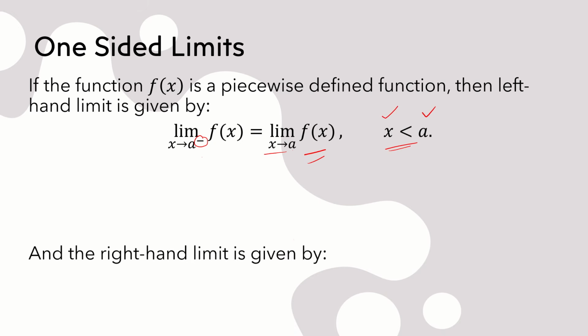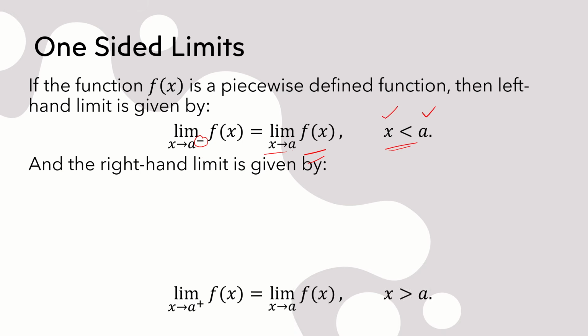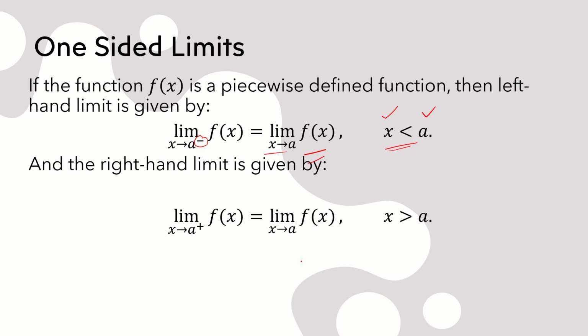And in case of right-hand limit what will we do? We will use the formula that is defined for x greater than a. Okay, so in case of right-hand limit, we just get rid of this plus, and this limit becomes x goes to a, and then we will use a function which is defined for x greater than a. Okay, I'll just explain that by solving some questions from Thomas' book.